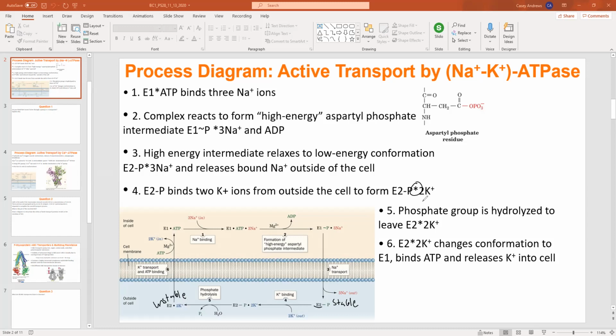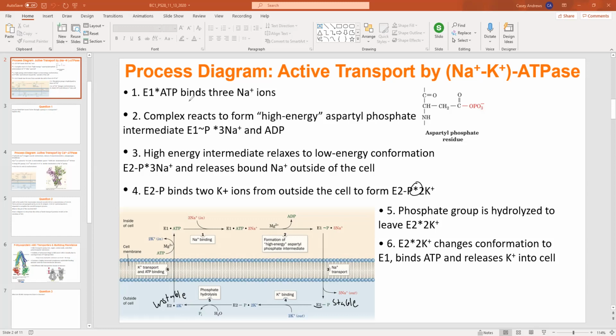That star is saying this is a high energy form. So it does not like to stay in the E2 form without a phosphate. The protein is high energy, unstable. And so the lower energy conformation is E1 with ATP. So ATP can bind to this E2 and turn it into E1. And when it does that, potassiums will flow out.